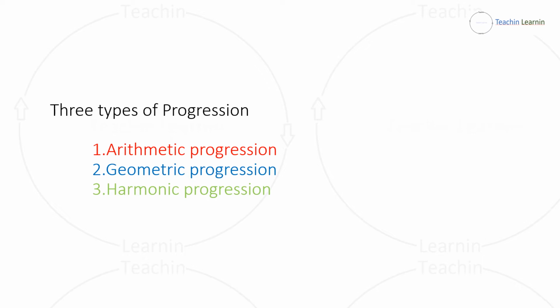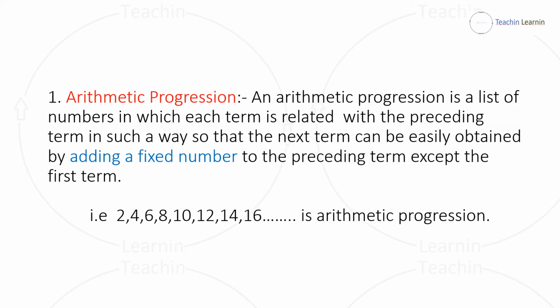There are three types of progression. First one is arithmetic progression, second is geometric progression, third is harmonic progression. So let's try to understand all these progressions one by one. First one is arithmetic progression.